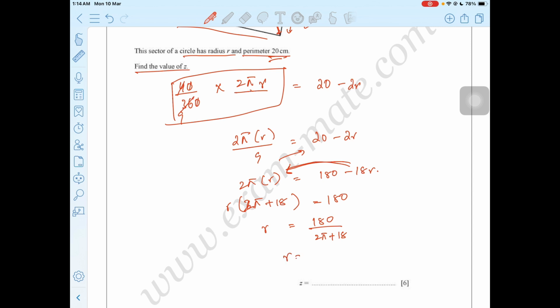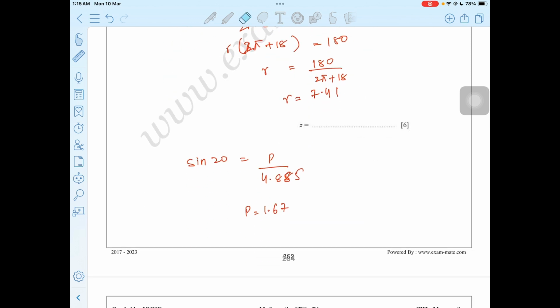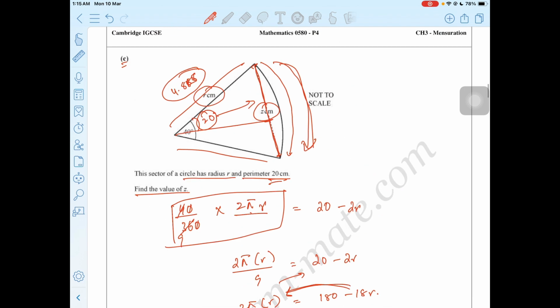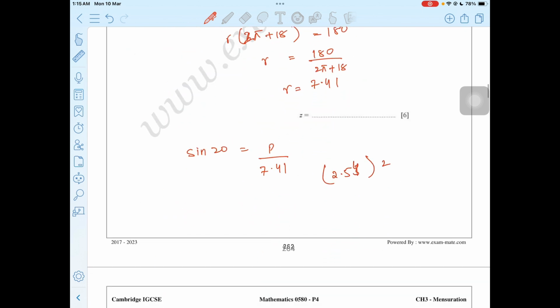This would be 7.41, and we'll use this 7.41 over here. So we get our perpendicular as 7.41 sine 20. This would be 2.54. And this will be multiplied by 2 because this is this length. So we multiply by 2, and we get our answer as 5.07.